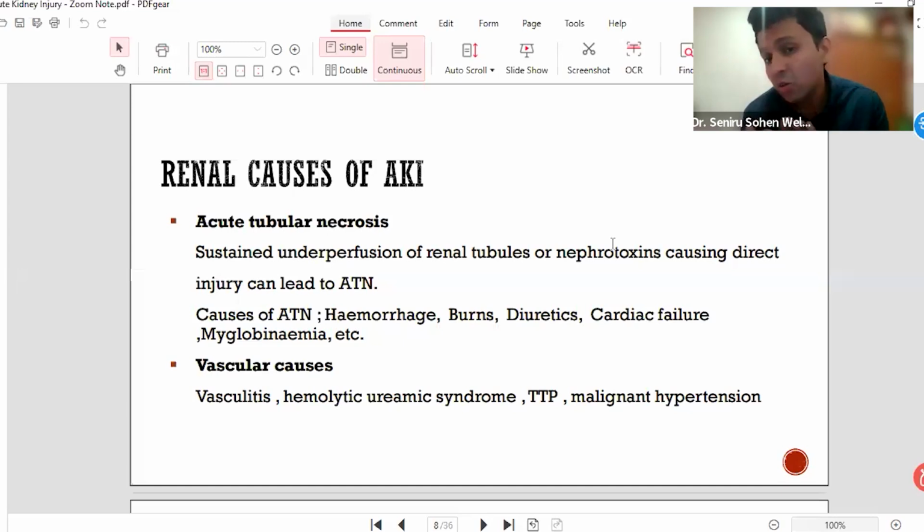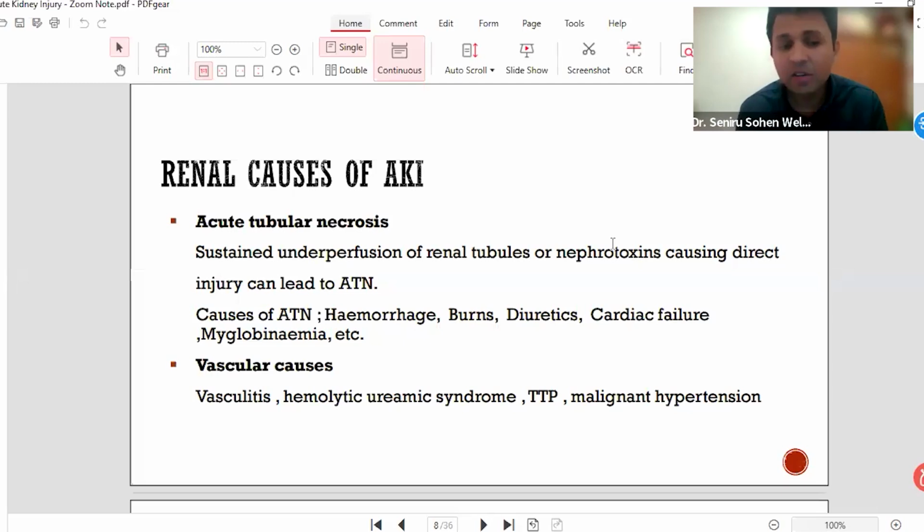Drugs would include vancomycin, then gentamicin, which is an aminoglycoside antibiotic. Then when you have patients on chemotherapy, especially these platinum-based chemotherapies that you learn in your gyn and obs, they can cause direct renal injury causing acute tubular necrosis. And when you have hemorrhage, burns, and excessive diuretic use, they can predispose to ATN from the outset, or pre-renal AKI going into ATN. There are other renal causes of AKI, but they are quite rare.